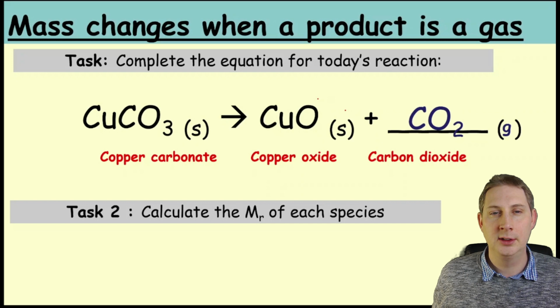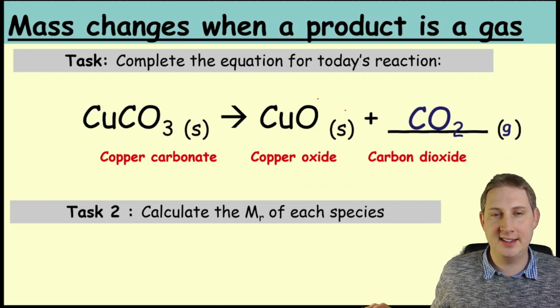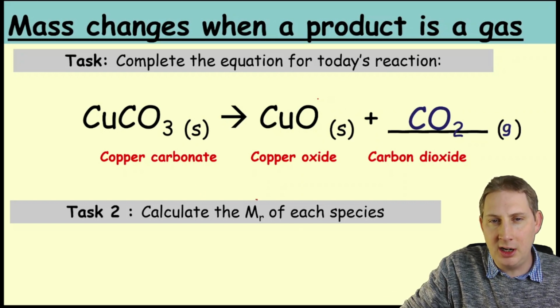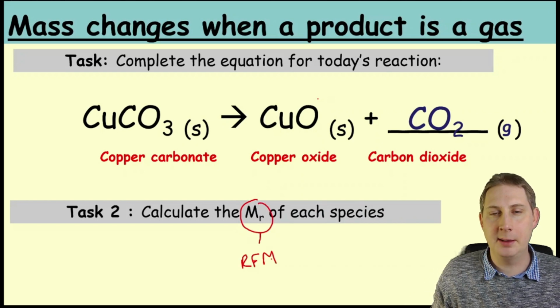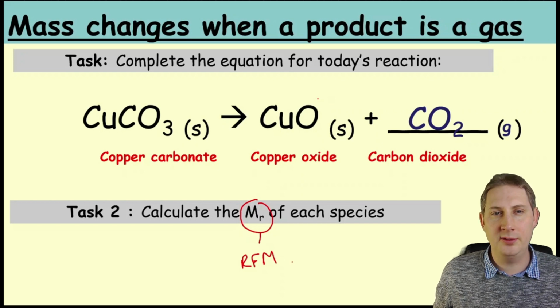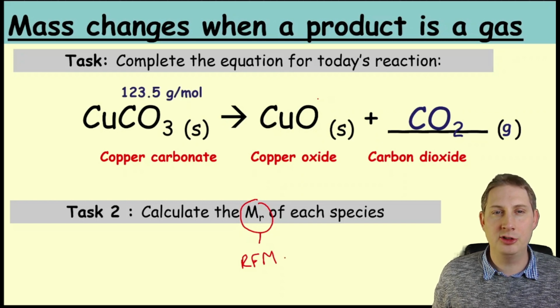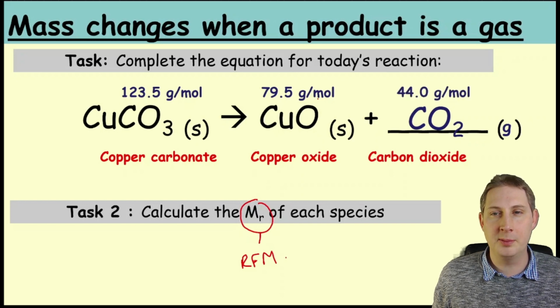Now, what is the relative formula mass, the MR? Remember, MR and relative formula mass mean the same thing: the mass of the chemical relative to hydrogen. Calculate the MR of each species. Well, hopefully 123.5 grams per mole for the copper carbonate, 79.5 grams per mole for the copper oxide, and 44 grams per mole for the carbon dioxide.